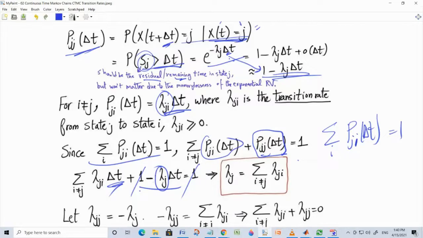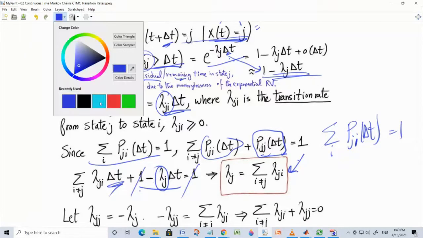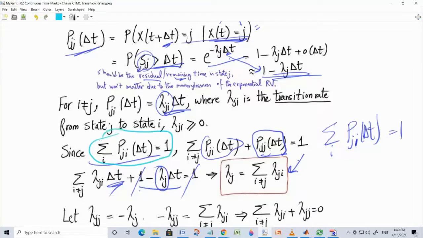Δt is some tiny positive parameter. You can divide both sides by Δt, and then you get this nice expression. If you want things to make sense from a probabilistic point of view, you must choose the parameters λ_ji such that if you sum λ_ji for i not equal to j, you get λ_j, the sojourn time parameter of state j.